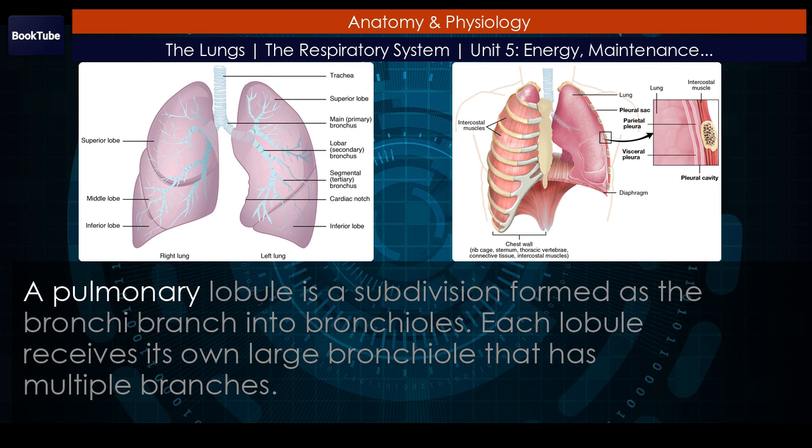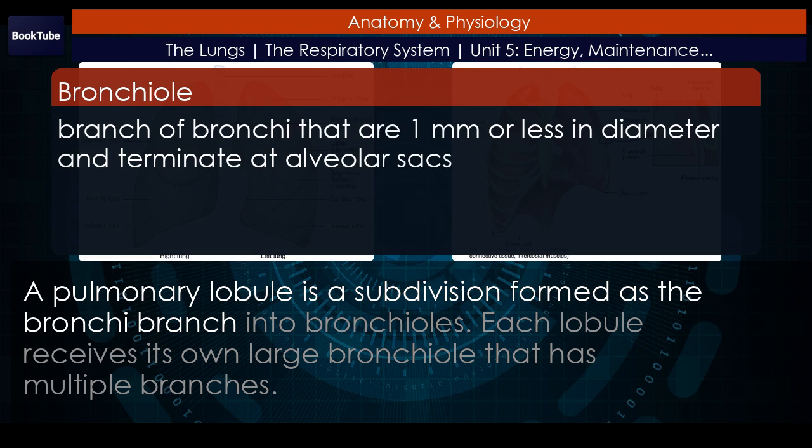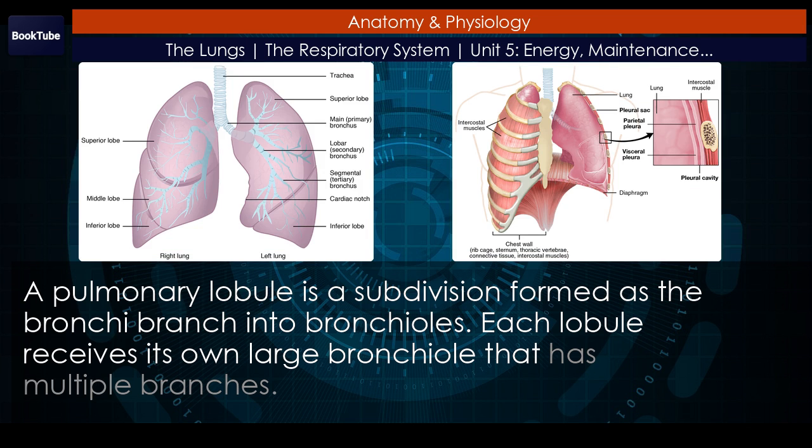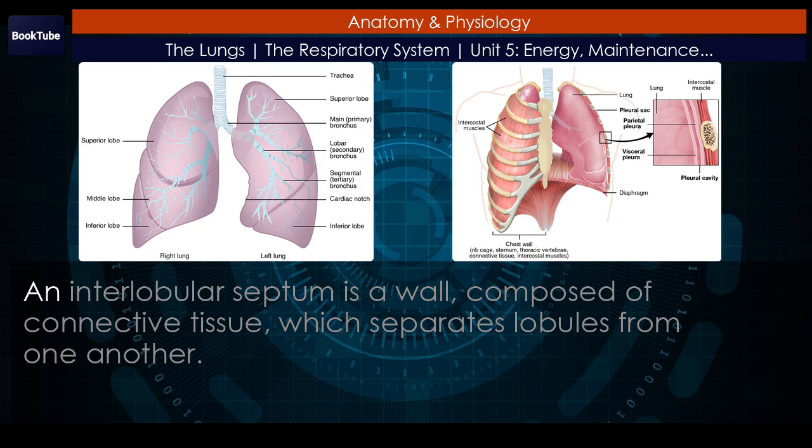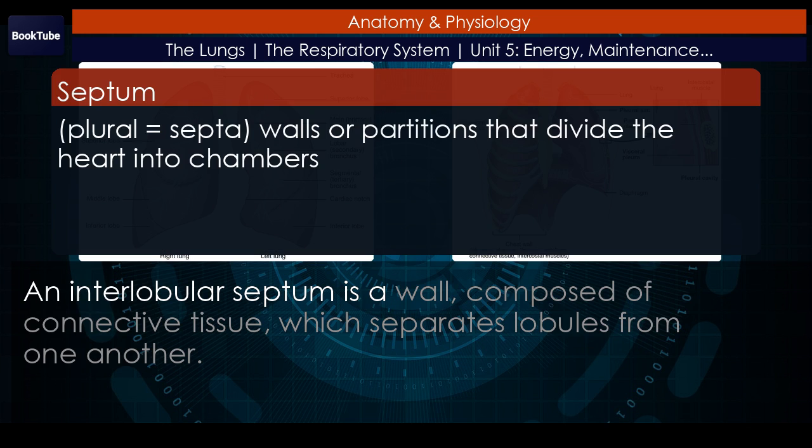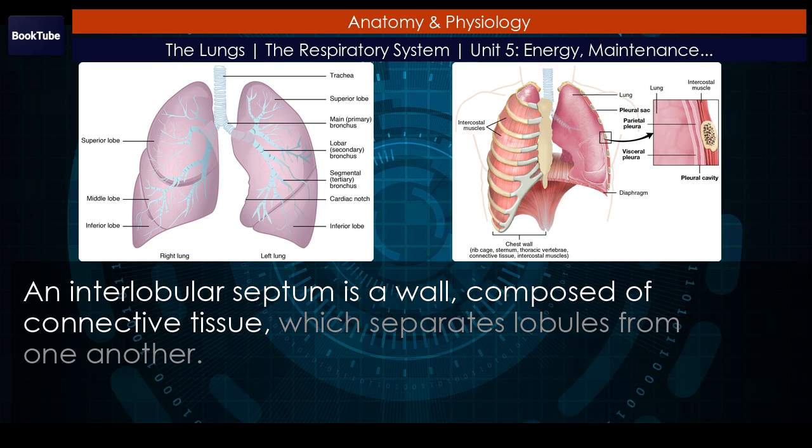A pulmonary lobule is a subdivision formed as the bronchi branch into bronchioles. Each lobule receives its own large bronchiole that has multiple branches. An interlobular septum is a wall, composed of connective tissue, which separates lobules from one another.